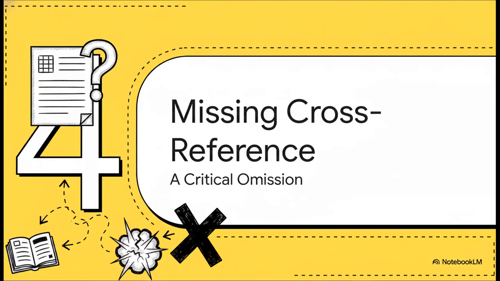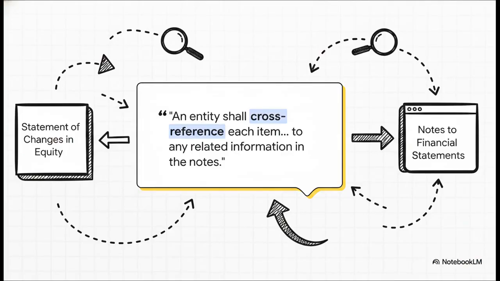Section 4. The missing cross-reference, a critical omission. So because the company didn't put the required information right on the primary statements, they were absolutely obligated to put it in the notes. And that brings us to their major misstep. Paragraph 113 of Ind AS 01 mandates that an entity shall cross-reference each item in the statements of changes in equity to any related information in the notes. And by the way, Clause 4.2i of Division 2 of Schedule 3 to the Companies Act echoes this exact same requirement. You literally cannot just leave the user guessing where to find the details.